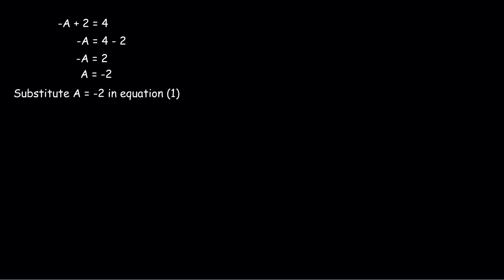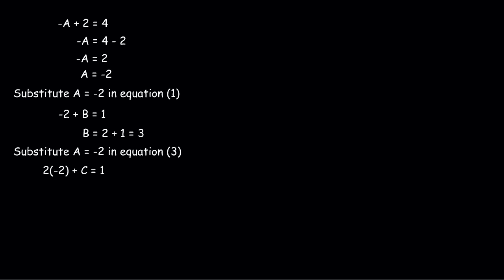Now substitute a equals minus 2 in equation 1. Equation 1 becomes minus 2 plus b is equal to 1, and b will be equal to 2 plus 1, which is equal to 3. Also substituting a equals minus 2 in equation 3, equation 3 becomes 2(minus 2) plus c is equal to 1, and opening our bracket it becomes minus 4 plus c is equal to 1, and c will be equal to 1 plus 4, which is equal to 5.